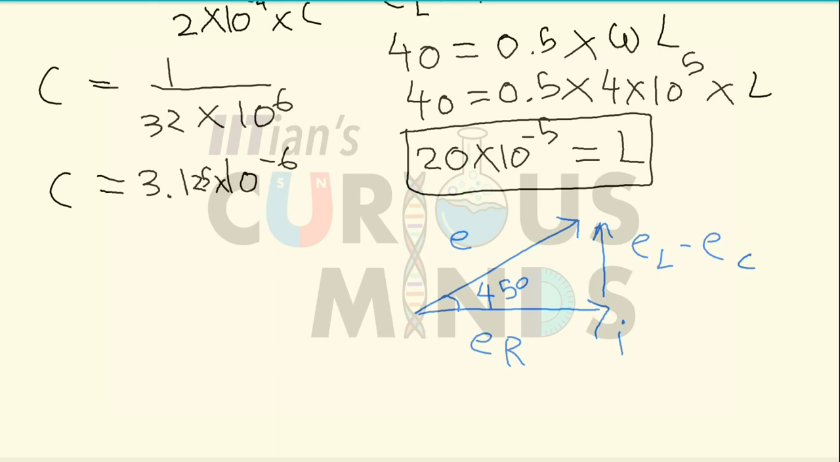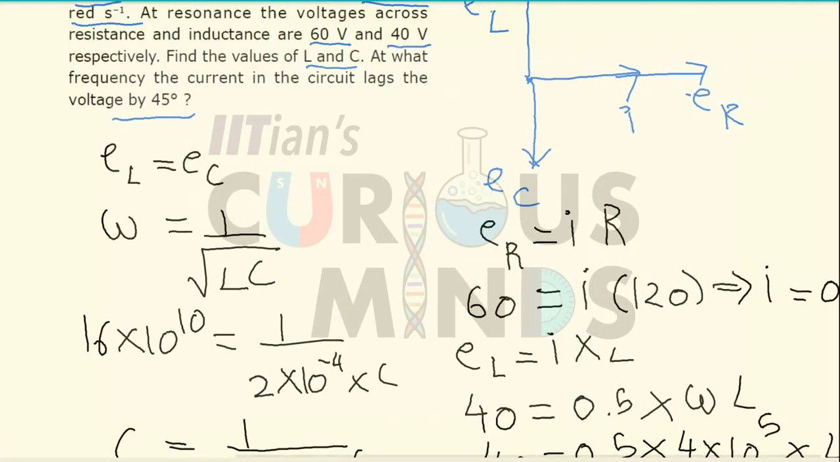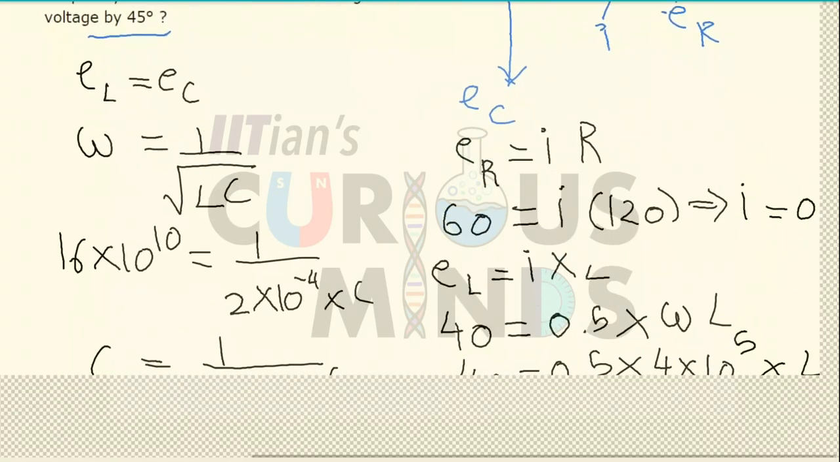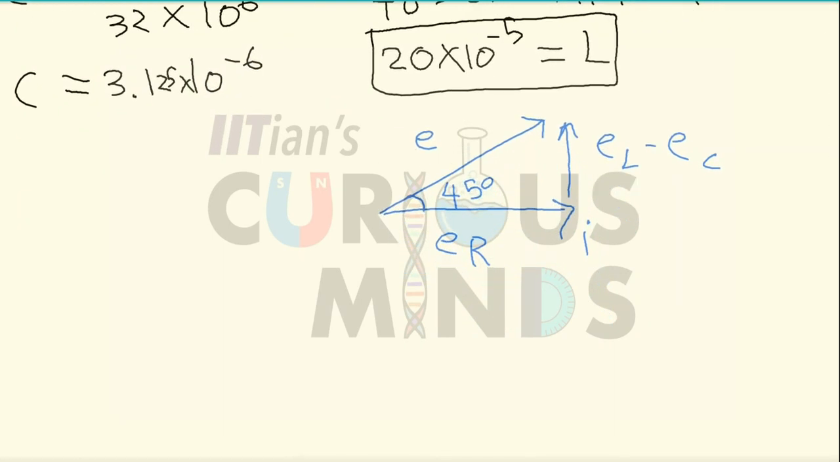Now over here they have asked at what frequency, not resonating frequency, the current in the circuit lags the voltage by 45 degree. The angle over here is equal to 45 degree. I can say that EL minus EC divided by ER will be equal to tan 45.